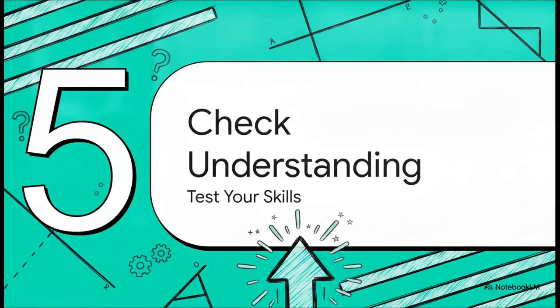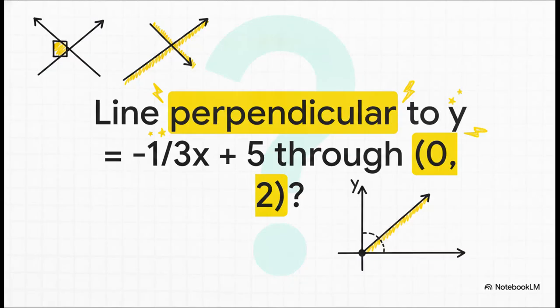Okay, section 5. Checks for understanding. Time to test your skills. All right, it is your turn. I want you to actively test the knowledge you've just built. Here is your first active recall check. What is the equation of a line perpendicular to y equals negative 1/3 x plus 5 that passes through the point (0, 2)? Think about that perpendicular slope rule we talked about and look really closely at that coordinate.